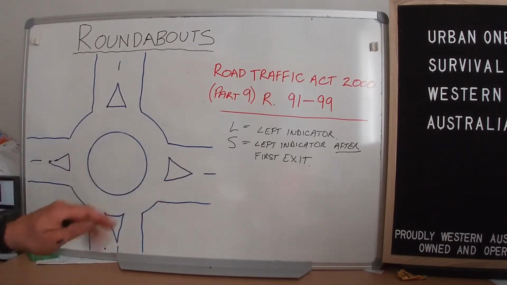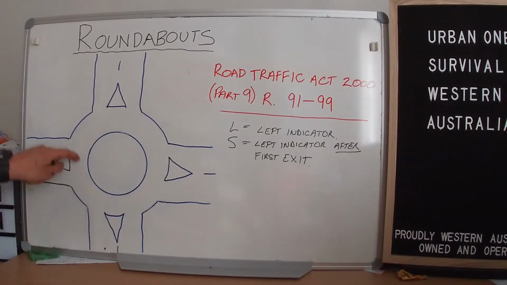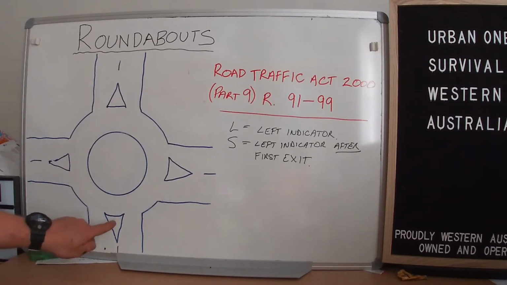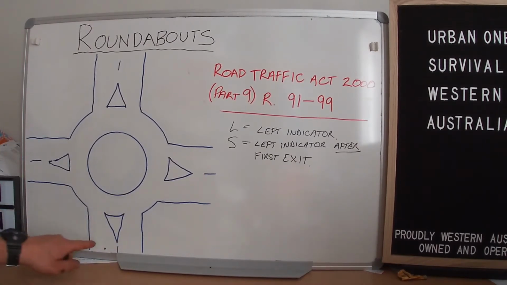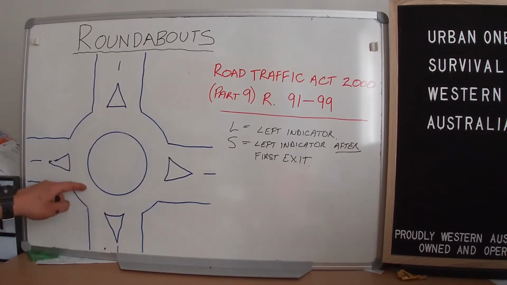Turning right is a little bit different. So you want to go from this point to this point. So round the roundabout, right turn. The first thing you need to do is before you hit the roundabout, or at least before you hit the triangular median strip, you want to have your right indicator on. Then you slow down, you give way to your right, you then enter the roundabout with your right indicator on.